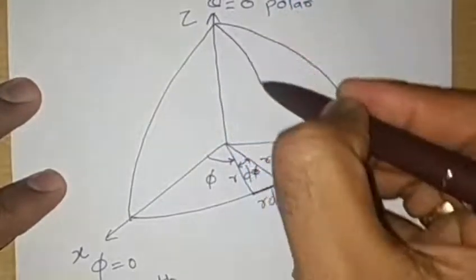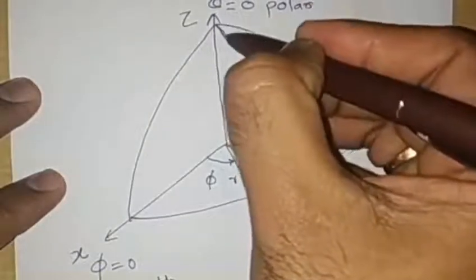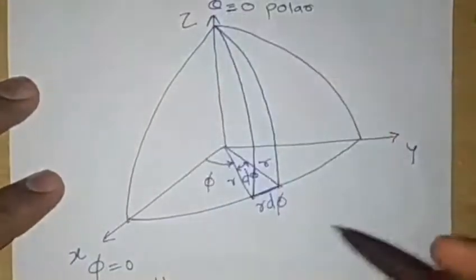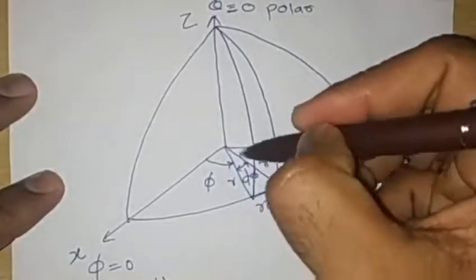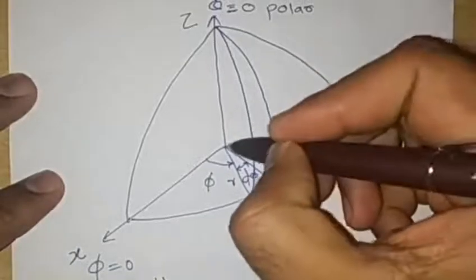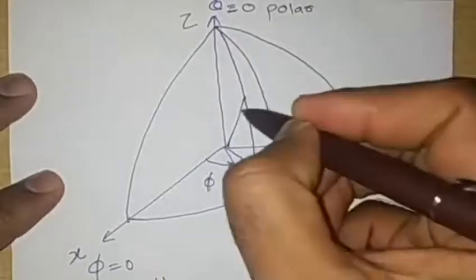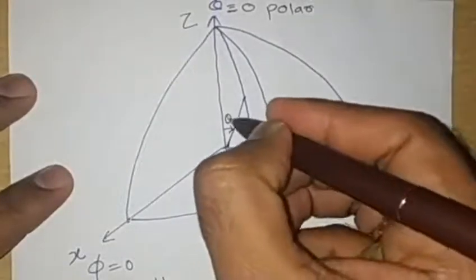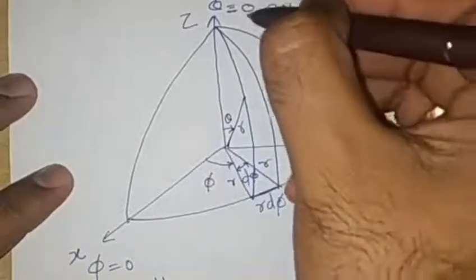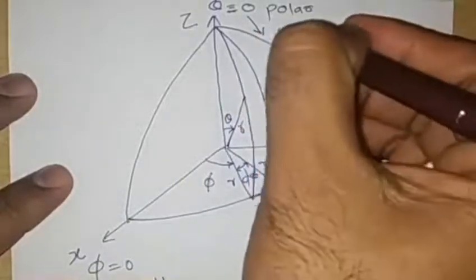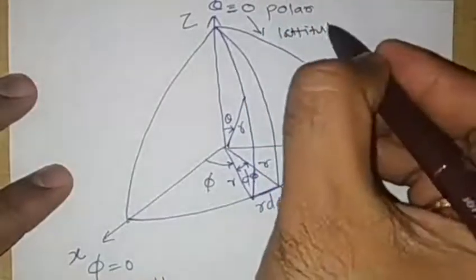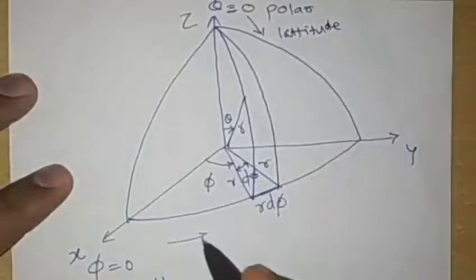When we join these arc points at theta equal to 0 point, we can draw a line, very similar to r, indicating radius r here. So let's say this angle is theta, because theta is varying in this direction and it is representing latitude. Phi is representing longitude.